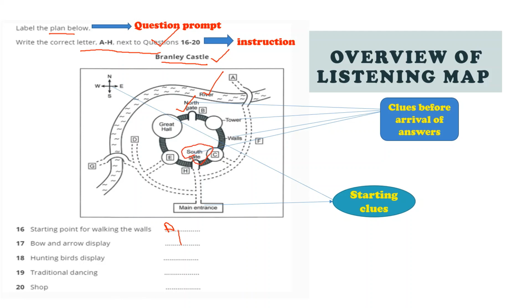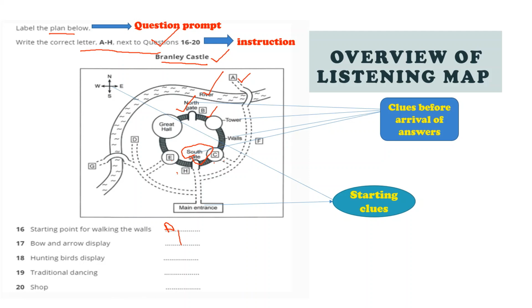So when we hear south gate, we can see that near south gate we have three options: E, H, C. So we know that when we hear south gate, we are going to hear at least one of the options. So our answer is going to be very near. Maybe they are talking about H or C or E, any one of the answers. When we hear Great Hall or North Gate, we know that we are going to listen to answer B. When we hear river, we know that we are going to listen to answer A maybe.